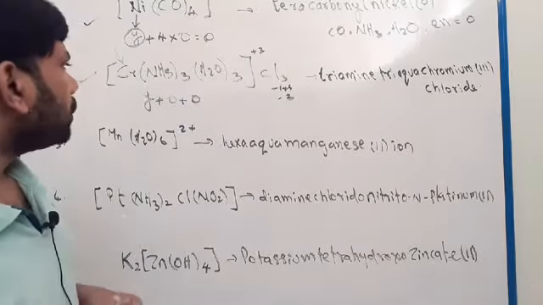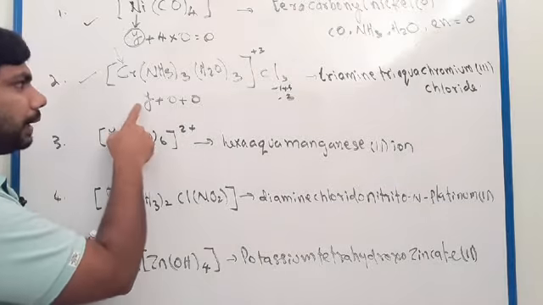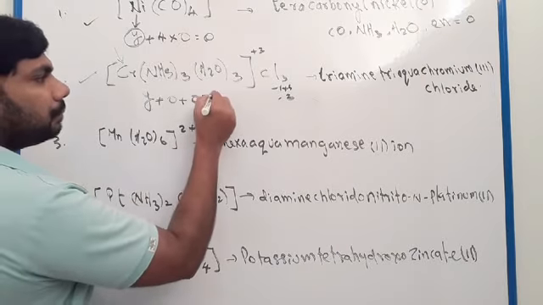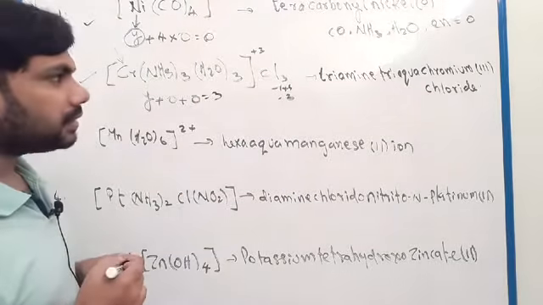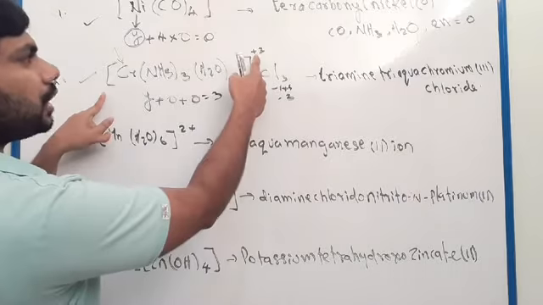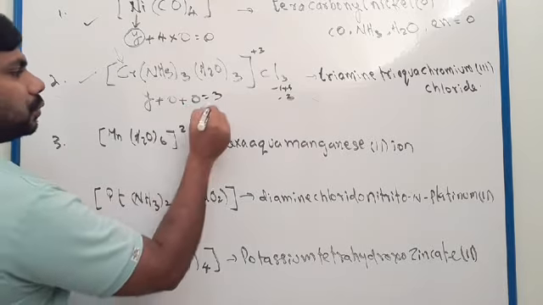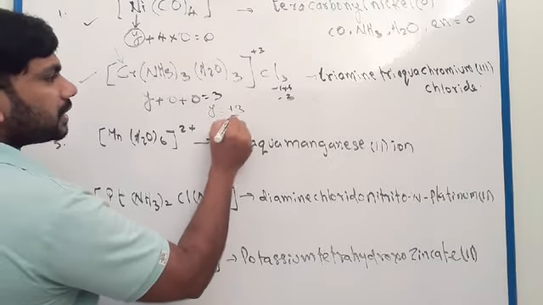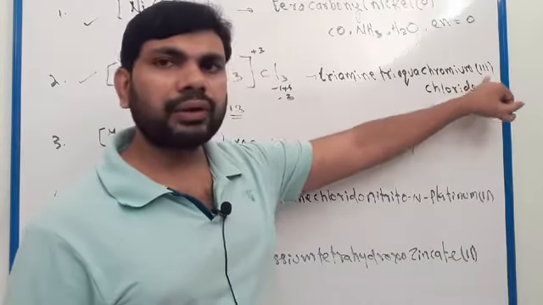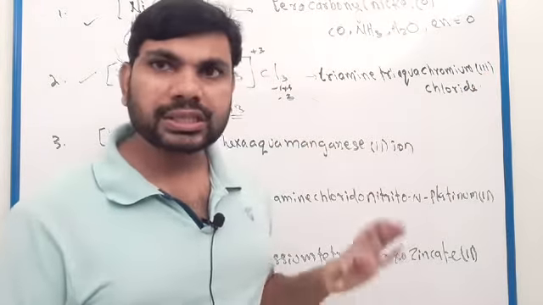Clear? So here for chromium, we want to find the oxidation state. It is unknown. y plus 0 equals plus 3. Why is it plus 3? Because this coordination sphere is the cationic part. Its charge is plus 3. So y equals plus 3. So the oxidation state of chromium here is 3. Okay, we discussed that we will use a Roman numeral to represent the oxidation state of the metal.